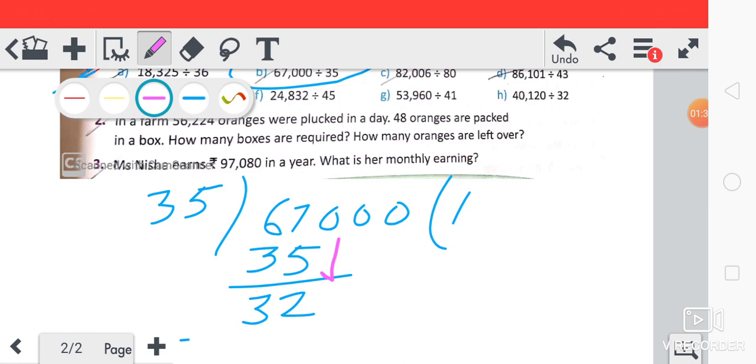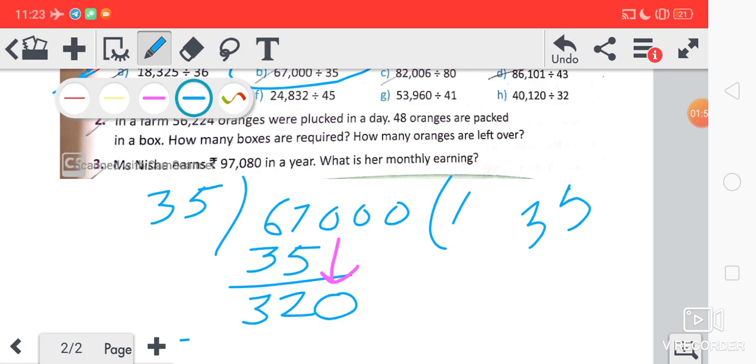Now this 0 will come down, and it will become 320. In the table of 35, do we get 320? We don't. We cannot multiply 35 by 10 times, because we'll get 350, which is more than 320. So we'll take less than 10 times, that is 9 times, and multiply to see whether it comes.